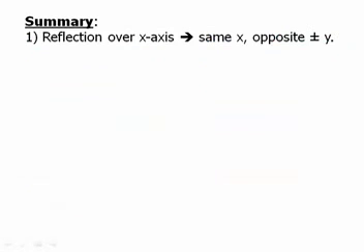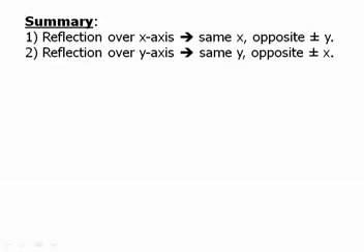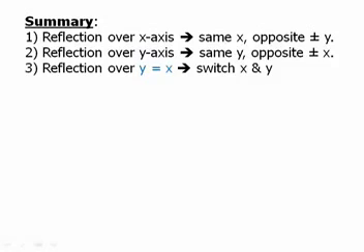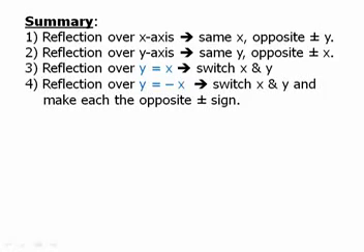In summary, if we reflect over the x-axis, we keep the same x, we're on the same vertical line, and we get opposite-signed y coordinates. If we reflect over the y-axis, we have the same y coordinate, we stay on the same horizontal line, and we get opposite-signed x coordinates. Those are the really easy cases. If we reflect over the line y equals x, the 45-degree angle line, then we switch the x and y coordinates. When we reflect over the line y equals negative x, we switch the x and y coordinates and we make each the opposite positive or negative sign.